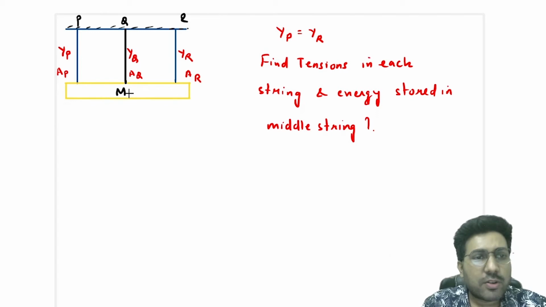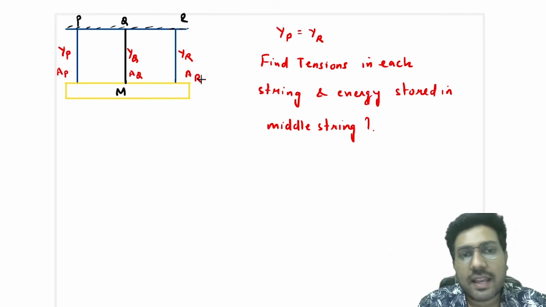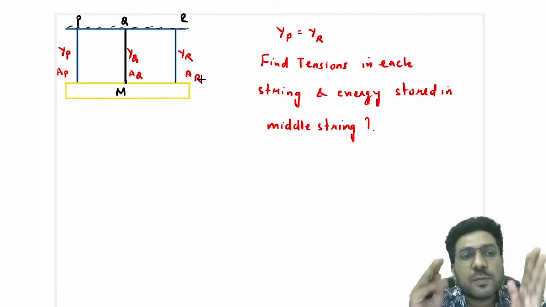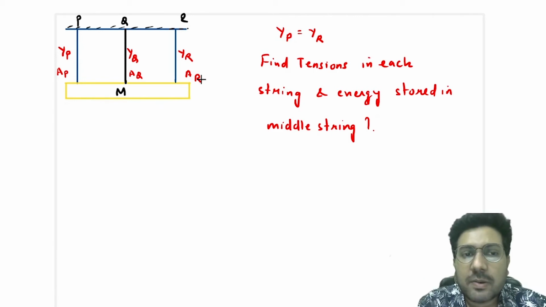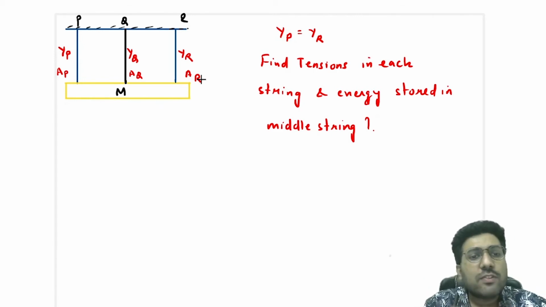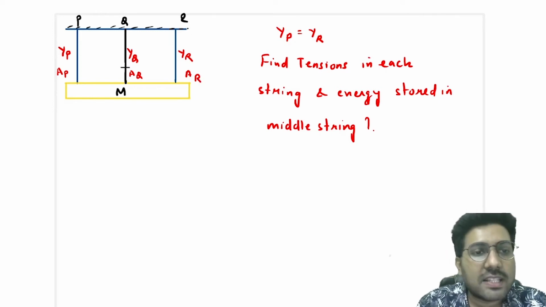The Young modulus of the first wire is YP and the area of cross section is AP. Similarly YQ, AQ, YR, AR. But it is given that the materials P and R are same. That means the Young's modulus is same. Now we need to find the tension in each string and the energy stored in the middle string.